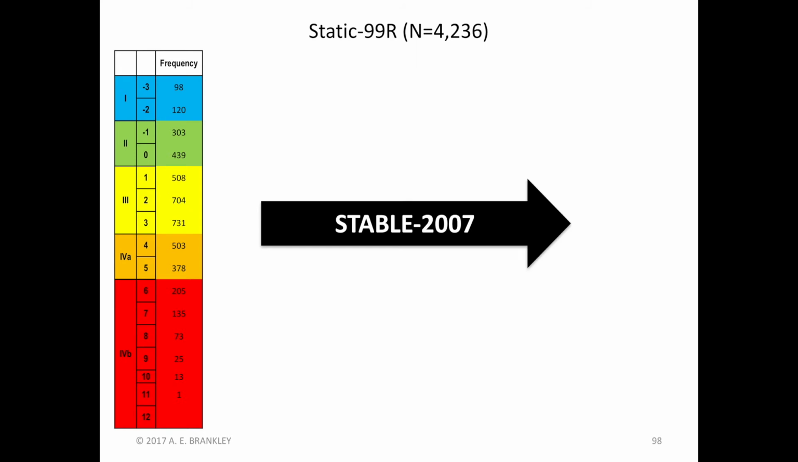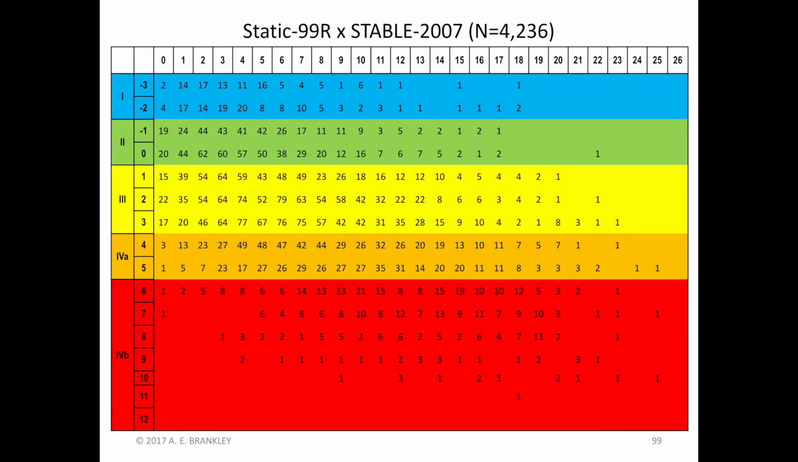But we know that individuals at the same static score may have quite different stable scores, as you can see in this table, which takes the exact same people as before, but also takes into consideration the STABLE 2007 score. Each cell now represents the number of people with that static and stable score.